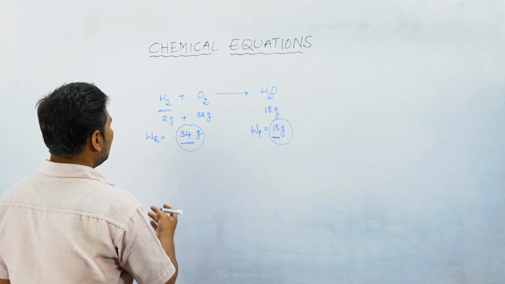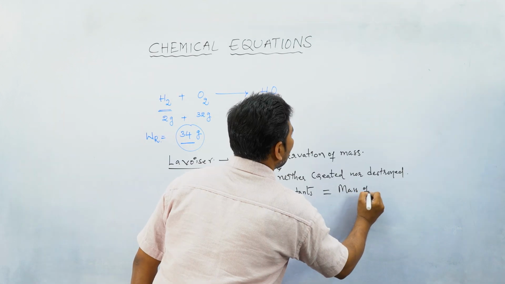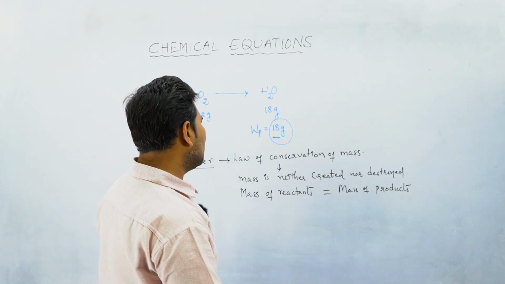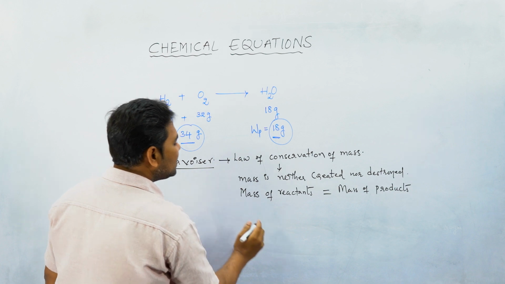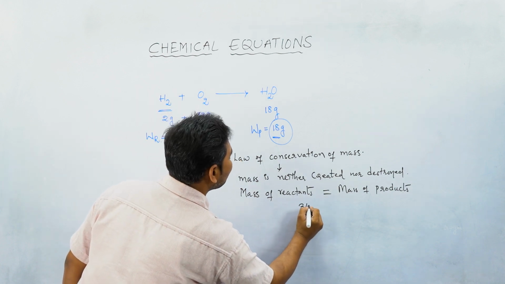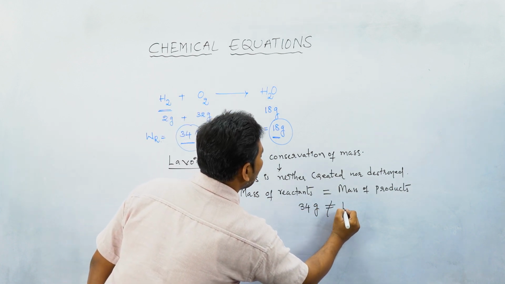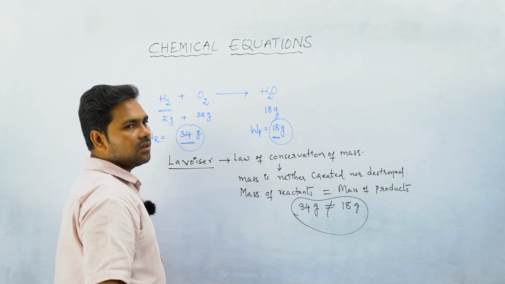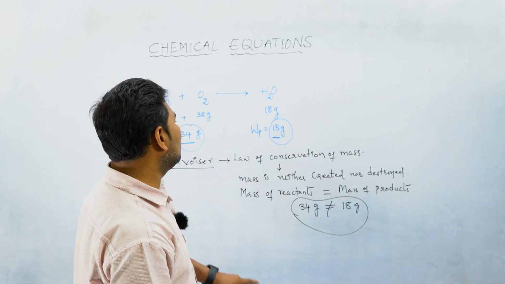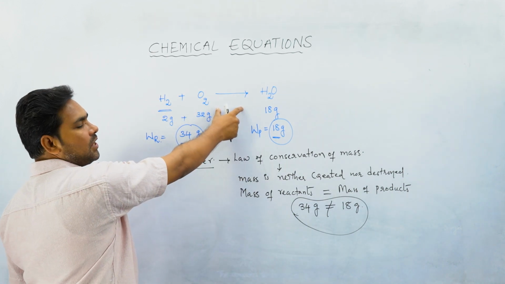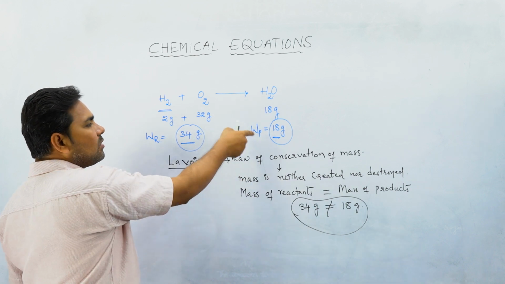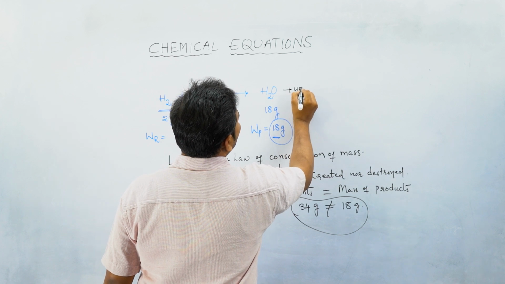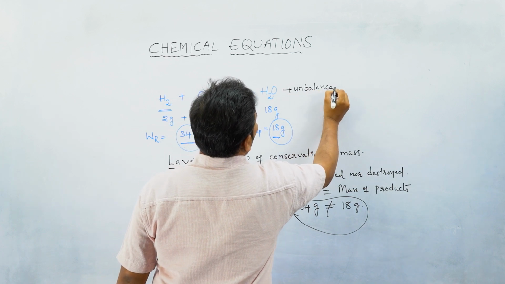To explain this, the scientist Lavoisier said the mass of reactants should be equal to the mass of products. But is it happening in this reaction? Is it the same? No. The total mass of reactants, 34 gram, is not equal to the mass of products, 18 gram. So something is wrong, right? What is wrong? This chemical equation, which represents unequal weights of reactants and products, is generally called an unbalanced chemical equation.